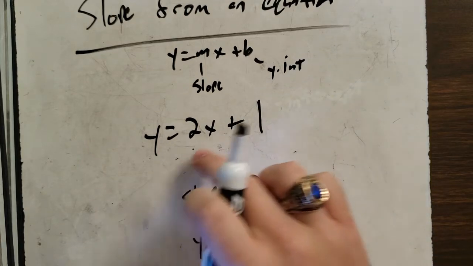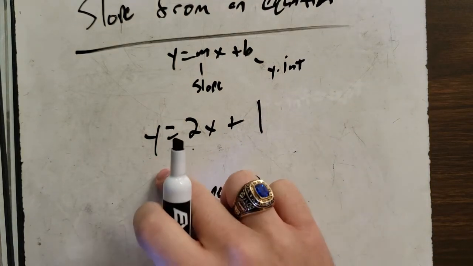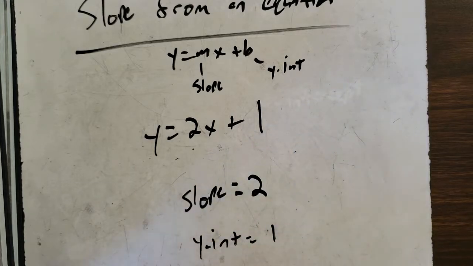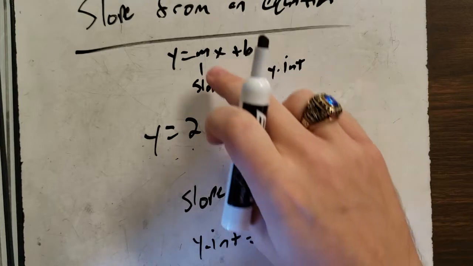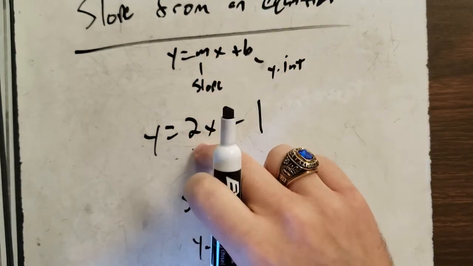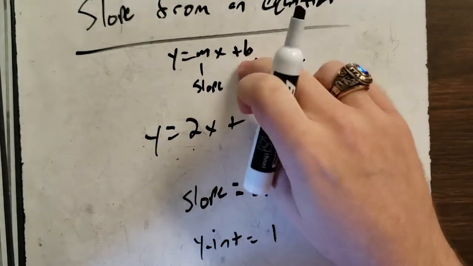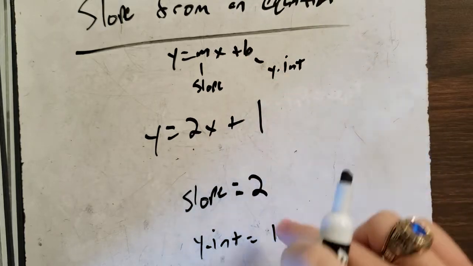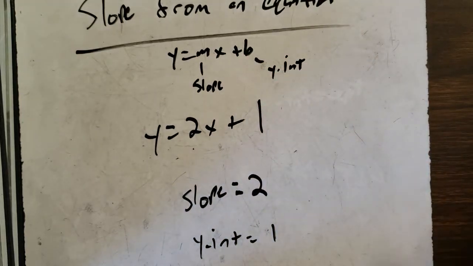So if there's just the y by itself and the numbers here, you don't have to change anything, you don't have to solve for anything. It's already done for you. Just look, okay, what's attached to the x? The 2 is our slope. What's not attached? The y-intercept, the 1, that's our y-intercept, okay? Simple as that.